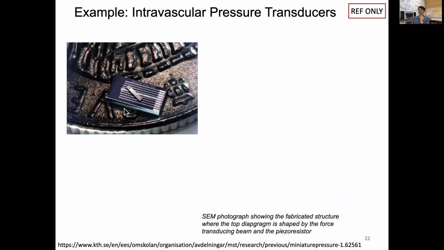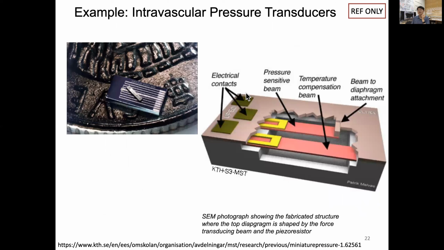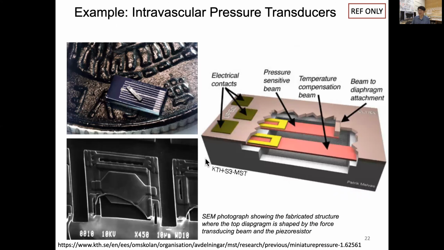Another is the intravascular pressure transducer, which is very tiny. You see it next to this coin, and such tiny sensors can be put directly inside the vessel to measure pressure. This is the diagram showing the pressure-sensitive beam and compensation control, and the electron microscope image shows these fabricated devices.